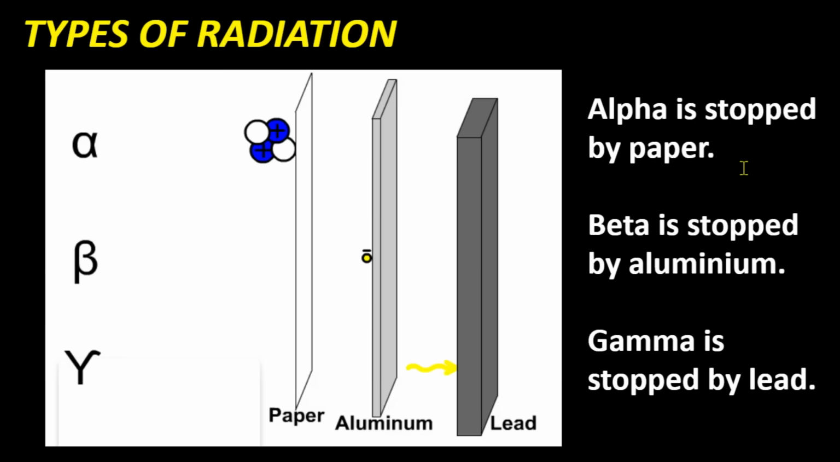Once again, alpha particles are stopped by paper. Beta particles can penetrate paper but are stopped by aluminium. Gamma rays can penetrate paper and aluminium, but are stopped by lead.